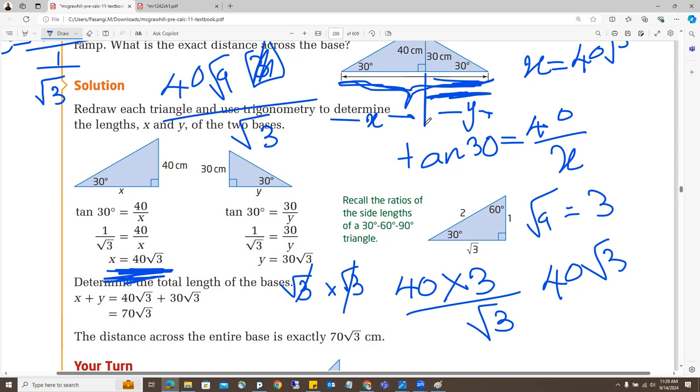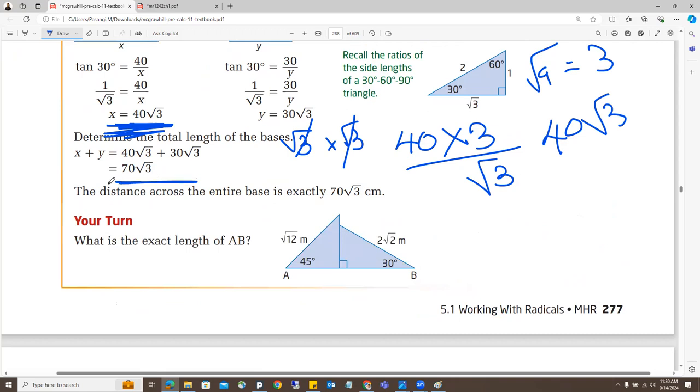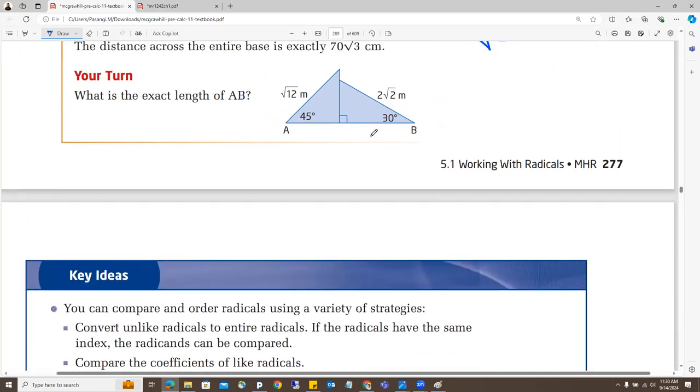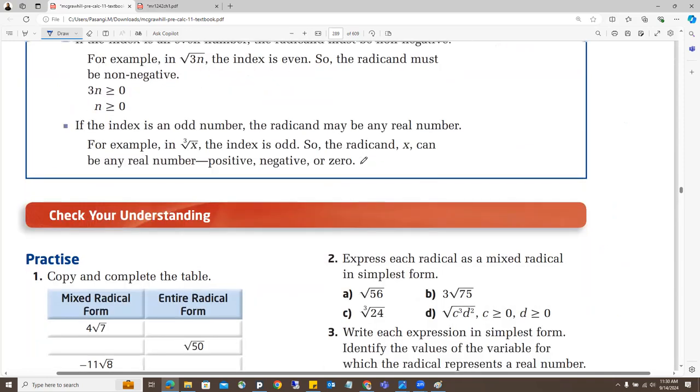Thirty square root 3. Yes. Then the total length is? 70 square root 3. Okay, yes, that's the final answer. 70 square root 3. It's clear, right? Yeah. Okay, then you can do this one as well. And yeah, then the first part is done.